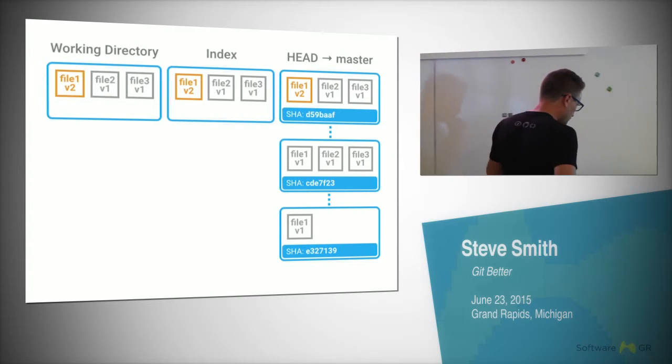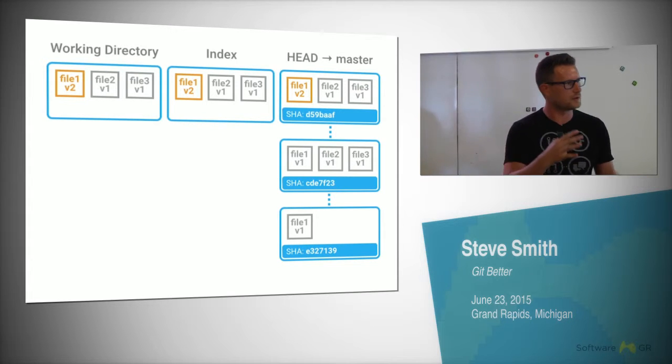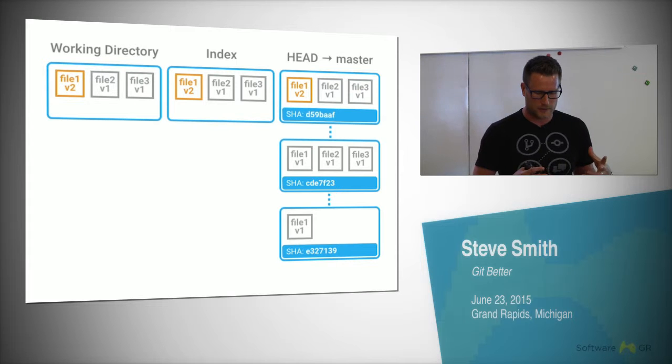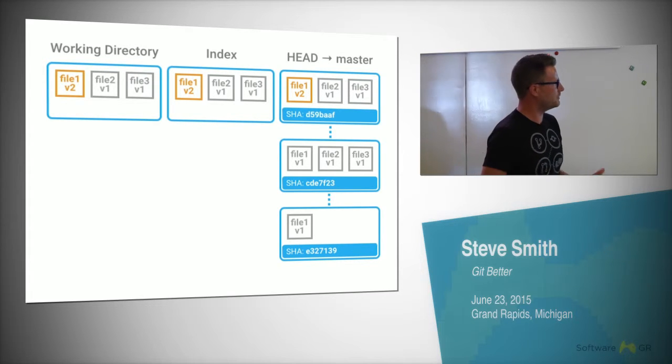I'm not going to cover the way branching and stuff works. Git manages a lot of the diffing and the combining of trees for you. You really don't have to worry about that much.